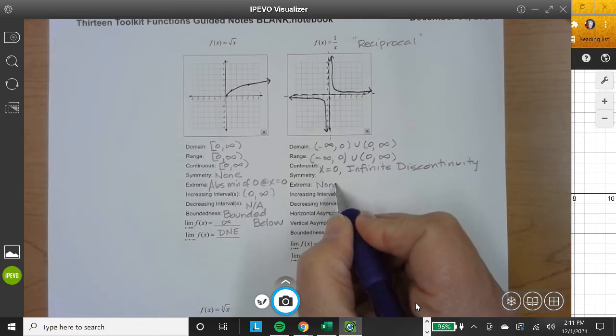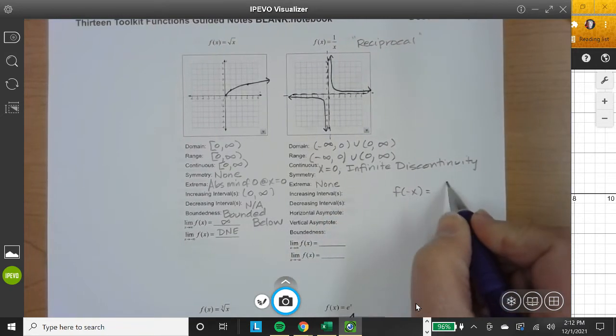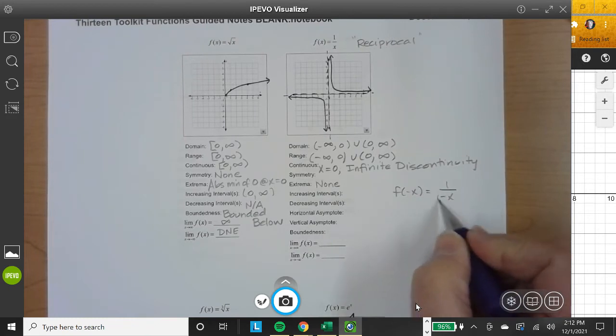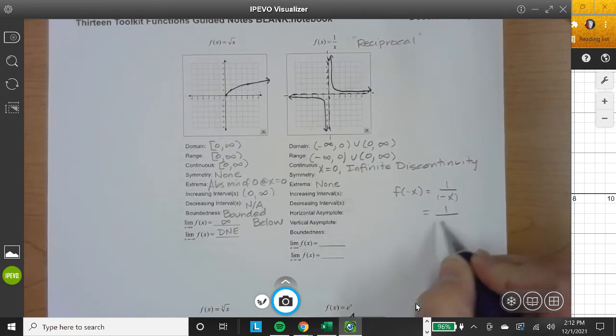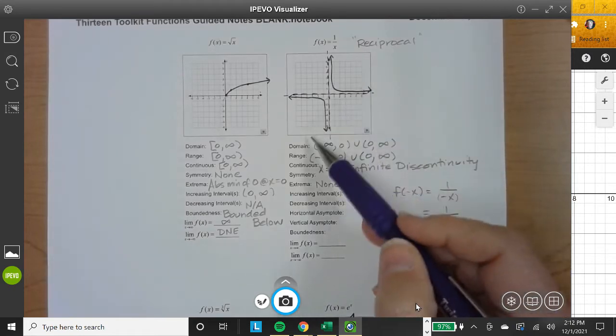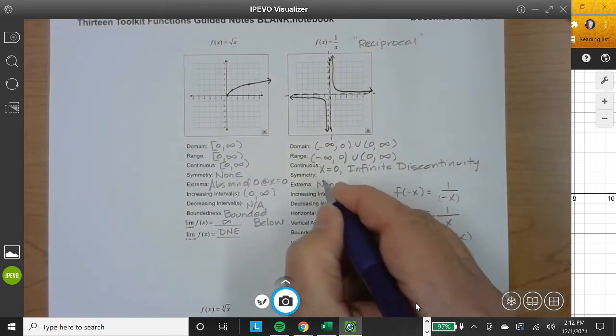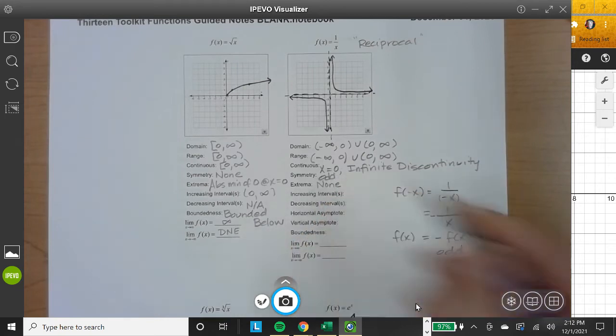Oop, I skipped over symmetry. Let's practice symmetry. So f of negative x equals 1 over negative x, right? And I can bring the negative out in front. And I get f of negative x equals negative 1 over x, but that's just negative f of x. And I think you can see from the picture that it's odd. It's reflected over the origin, and they're in opposite quadrants there. So symmetry is odd.